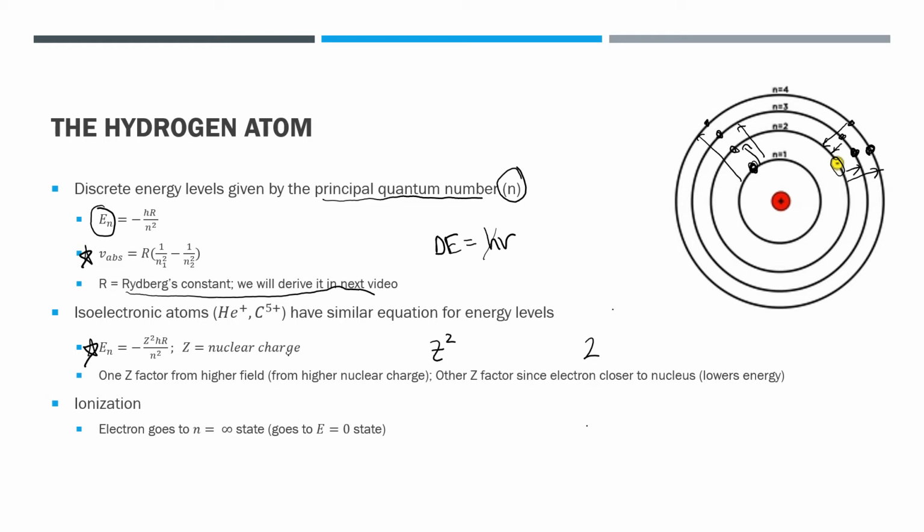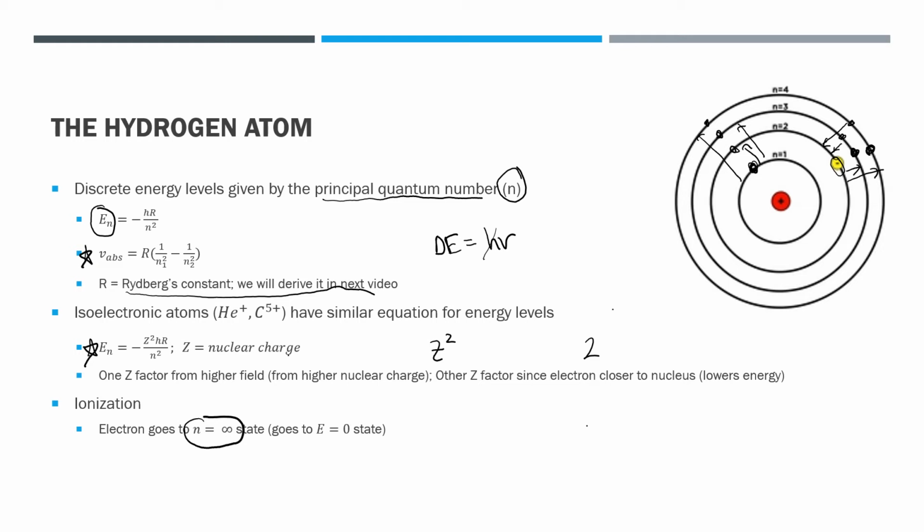Now let's talk about ionization. What is ionization, right? Ionization is when we say an electron is totally removed from the atom. So what does that mean when we look at our n equals 1, n equals 2, n equals 3 states? When an electron goes to the n equals infinity state, that is when we have ionization.